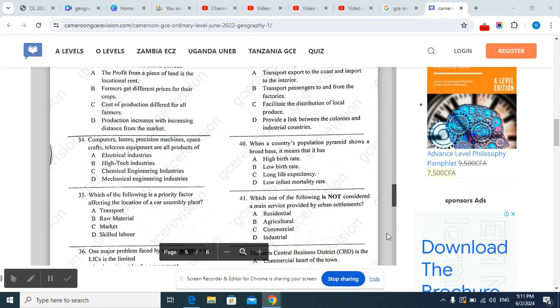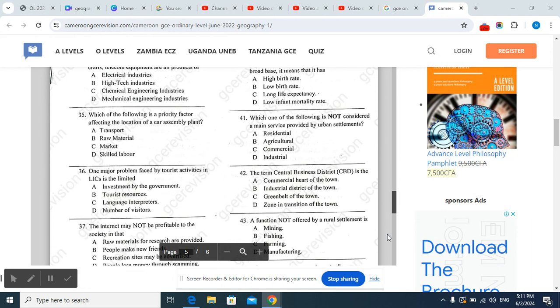Question 42. The term central business district is... The answer is A.